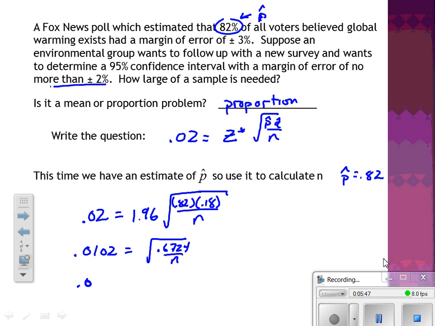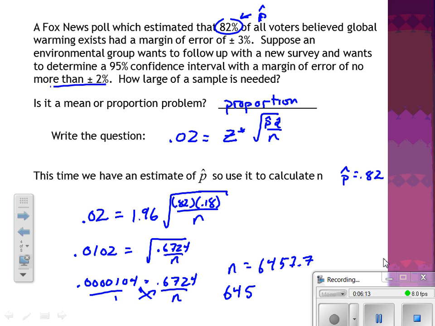That gives me 0.00000104 equals 0.6724 over n. I would again cross multiply and solve this for n. You'd end up with 0.6724 divided by a really small number. That was 6,457.7. So we'd want to talk to 6,458 people.